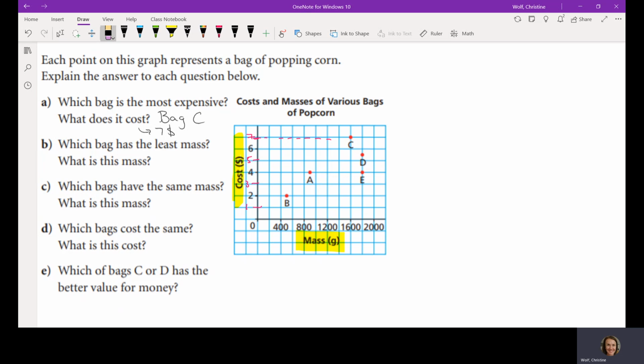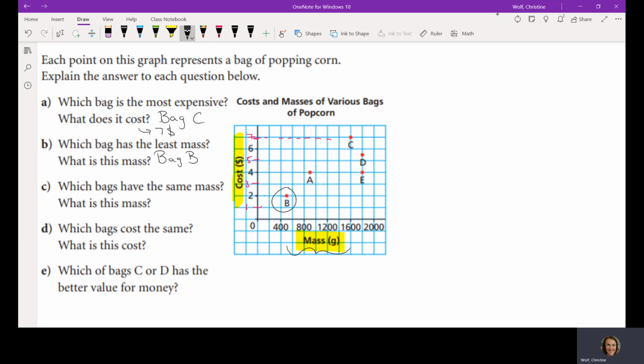Which bag has the least mass, meaning which bag is the lightest? Okay, it weighs the least. When we're talking about weight, we're looking at these numbers here. If we want the least mass, we want the bag that's furthest to the left. We don't want a bag over here. Those are heavy. We want the bag that's furthest to the left, which is bag B.